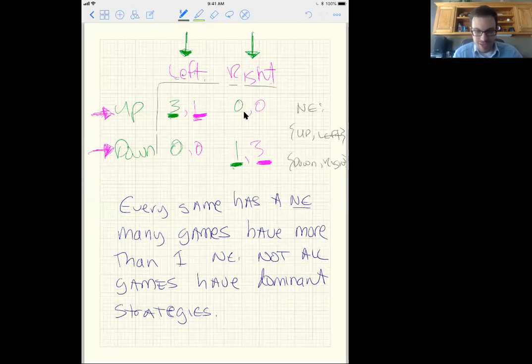Okay, so every game has a Nash equilibrium. Many games have more than one Nash equilibrium, and not all games have dominant strategies. Every game has a Nash equilibrium. It may not be in pure strategies. It may require mixing, a particular randomization between a player's strategies. However, every game has to have a Nash equilibrium.